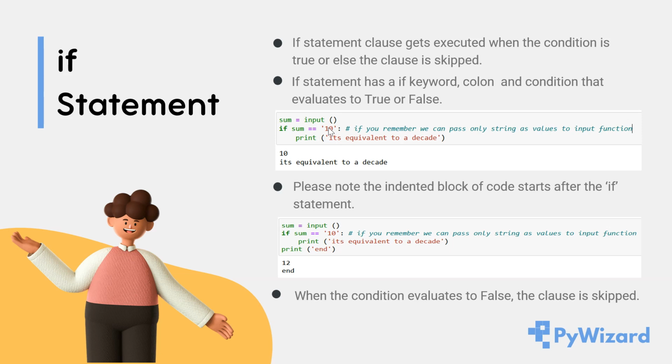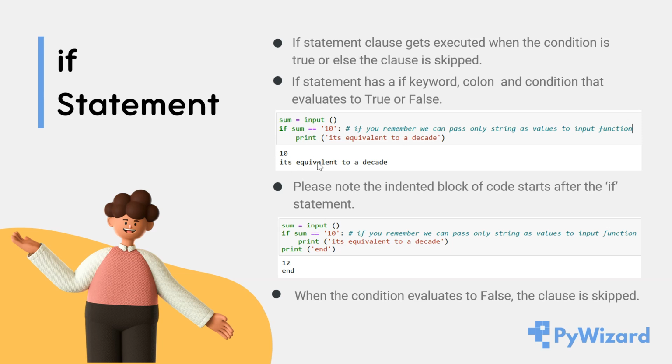Another concept that I wanted to remind you of is that in the first chapter we read that in the input function, we can only pass string values as arguments. That is why, if you see here, sum is compared to 10 in its string version, because we are taking input for sum. Then the block of code says print it's equivalent to a decade. I provided input as 10 and it printed that it's equivalent to a decade.